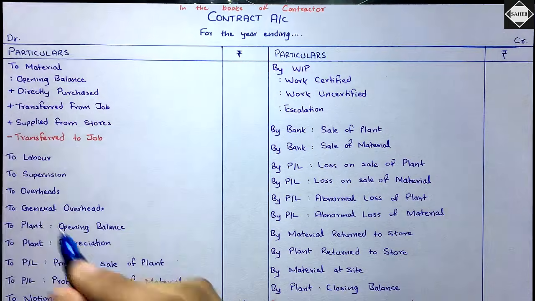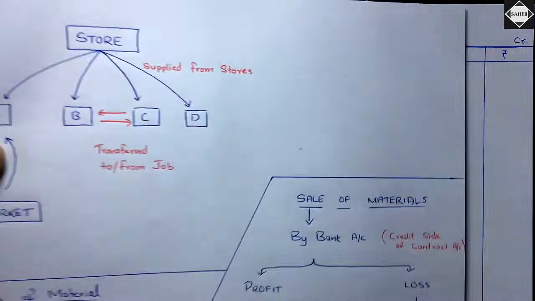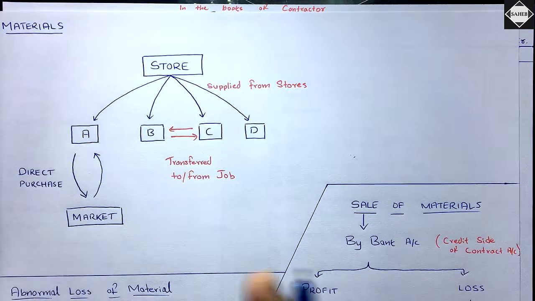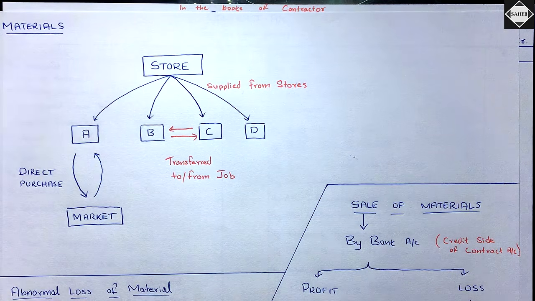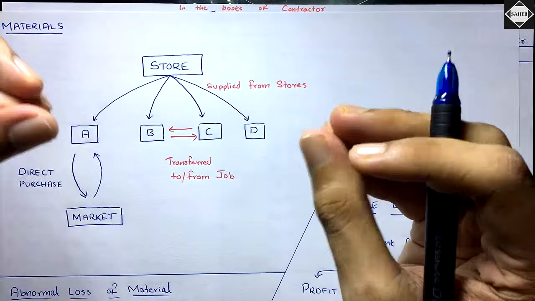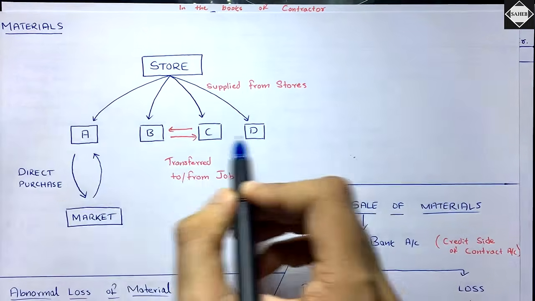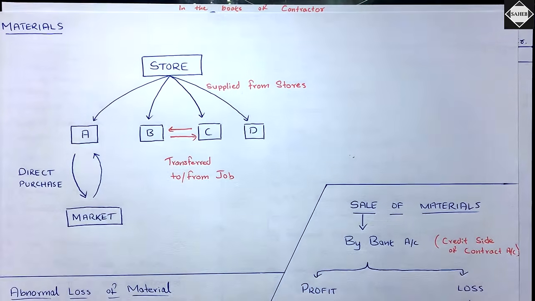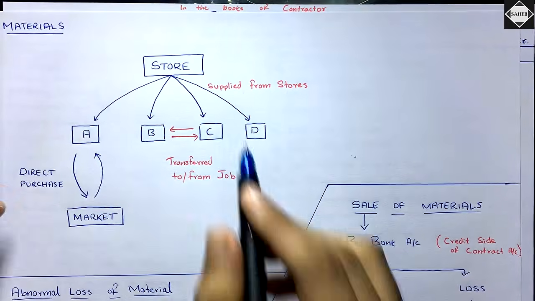Then what you have here is supplied from stores. What's supplied from stores? See, you are a contractor, right? You have a company and you have lots of contracts going on. So whenever the market price of some materials is reduced, it gets low, you will purchase in bulk and store it in your warehouse. Then whenever the contract at the site requires the material, cement, whatever it is, you will supply from your stores. Clear? So that's what supplied from stores is.